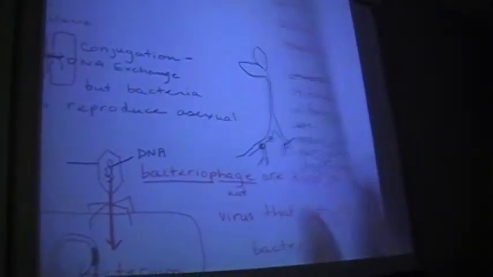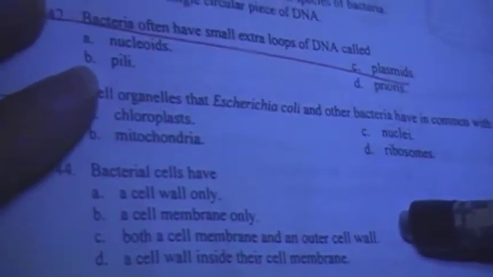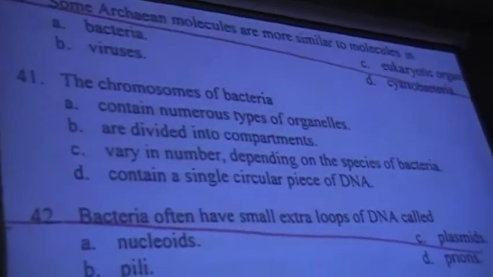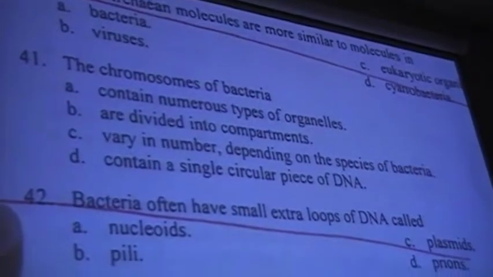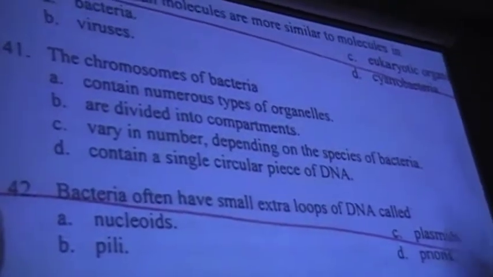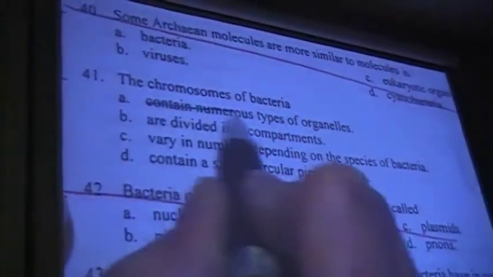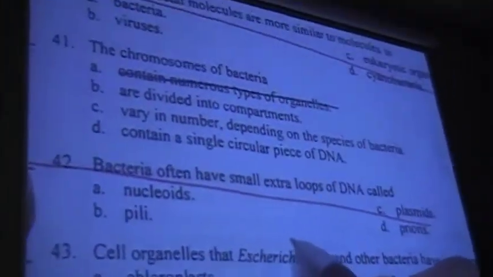So let's look back at your study guide questions and see if we can answer these questions based on what we've learned. Number 41. The chromosomes of bacteria. What are they? A, do they contain numerous types of organelles? The only organelle we spoke of was ribosomes. So I'm going to just X that answer out. I don't think that's it.